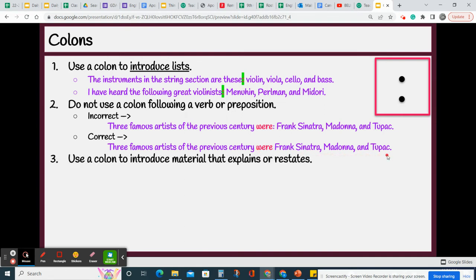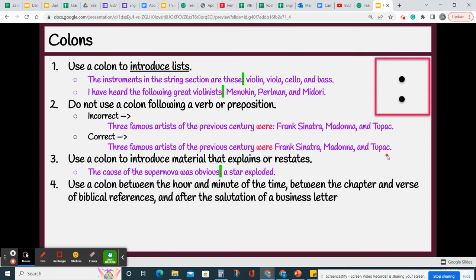We also use a colon to introduce material that explains or restates. So the cause of a supernova was obvious. A star exploded. The second half of our sentence is explaining or restating the first half. We also use a colon between the hour and minute of the time, between the chapter and verse of biblical references, and after the salutation of a business letter. And I've given you examples of all 3 here. Please make sure that you are jotting down the examples when I give them to you, because they might come in handy come our exercise on Monday.